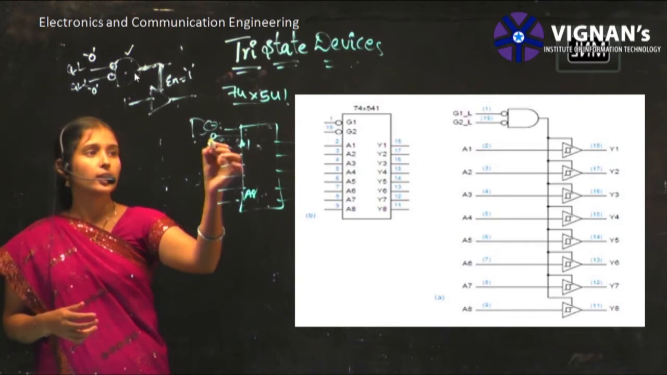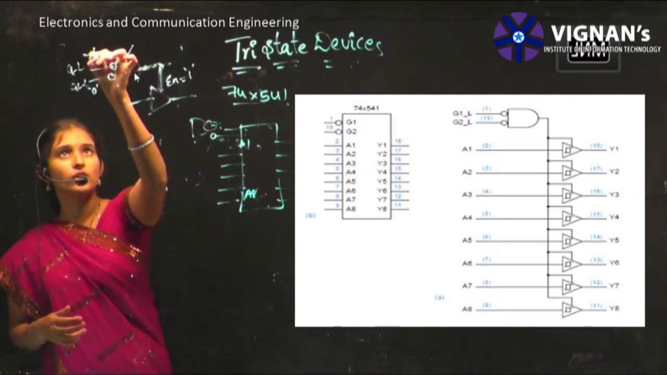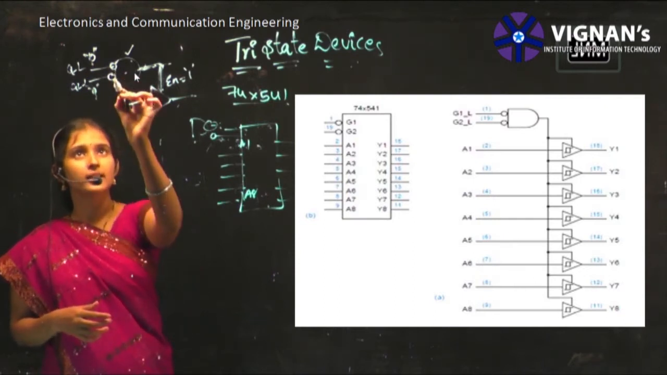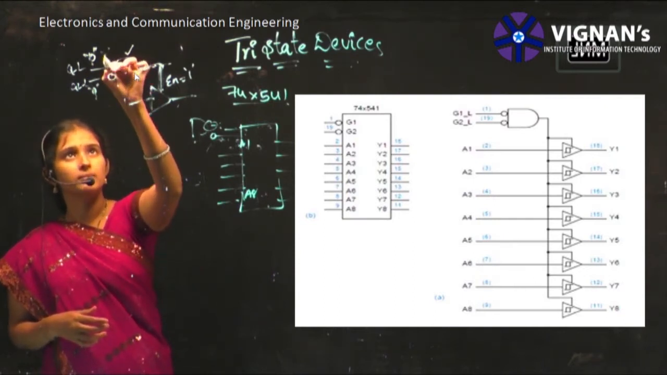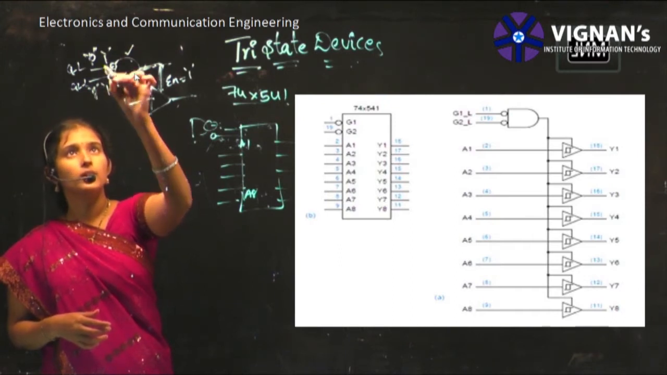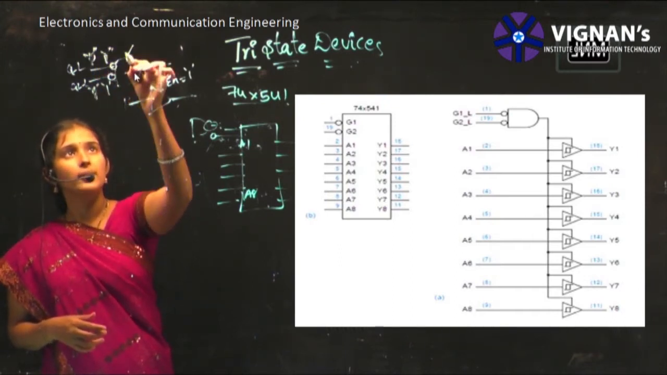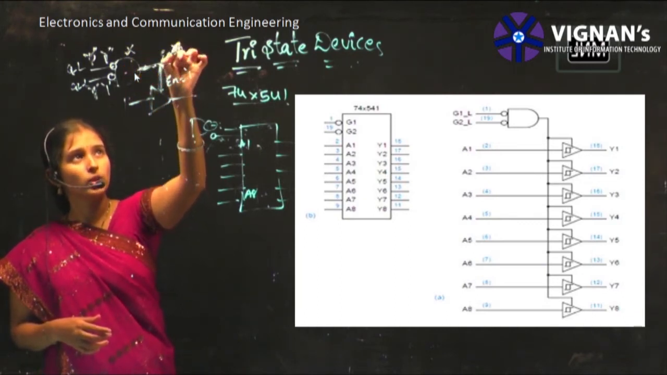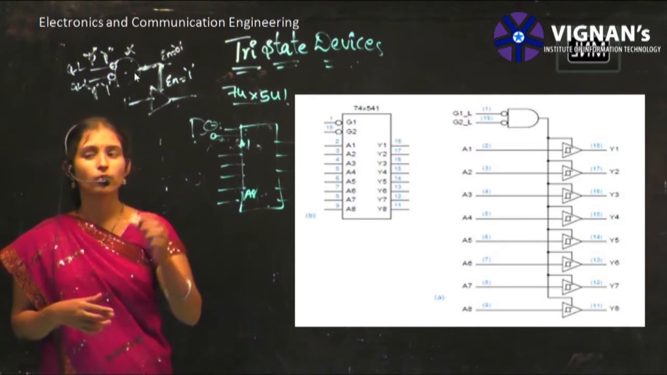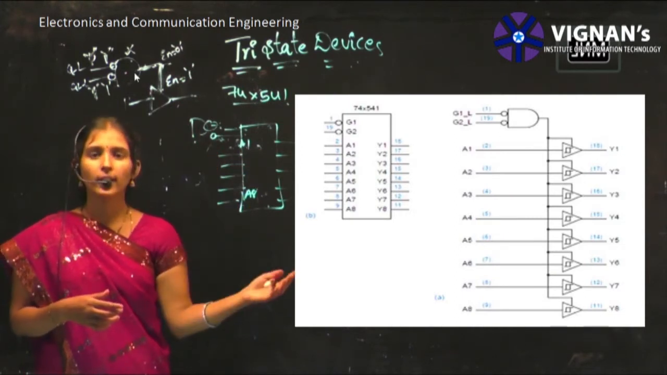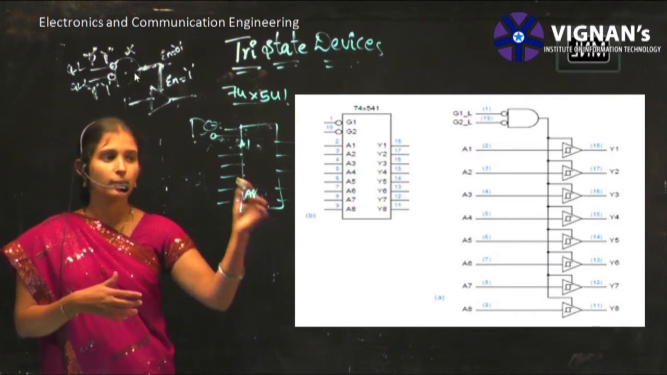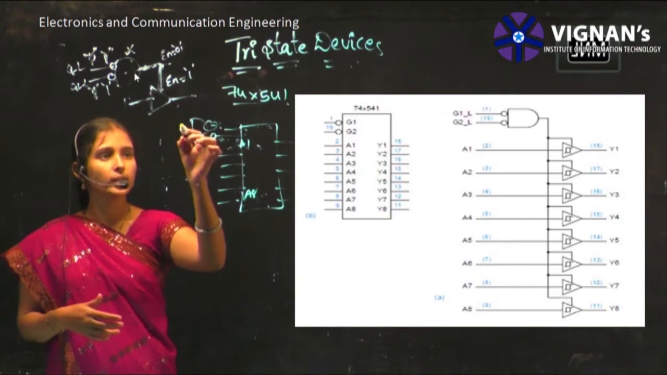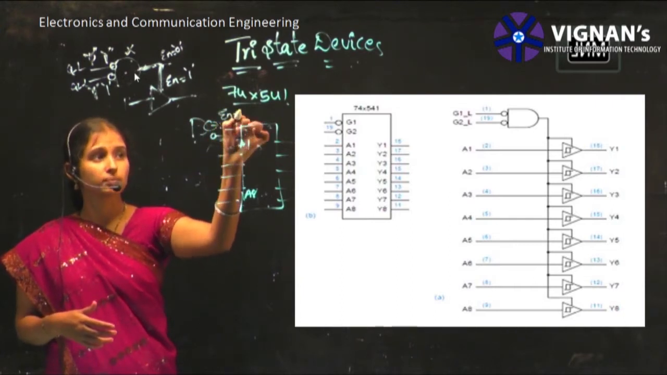If the enable inputs G1 bar and G2 bar are 1 1, what happens? As this is active low, but you are providing 1, this AND gate will not work and you will get enable input equal to 0. If enable input is 0 for all the 8 buffers, what happens? You will not get the output. That means whatever your A input, you will not get that Y output. So it depends upon your enable input.